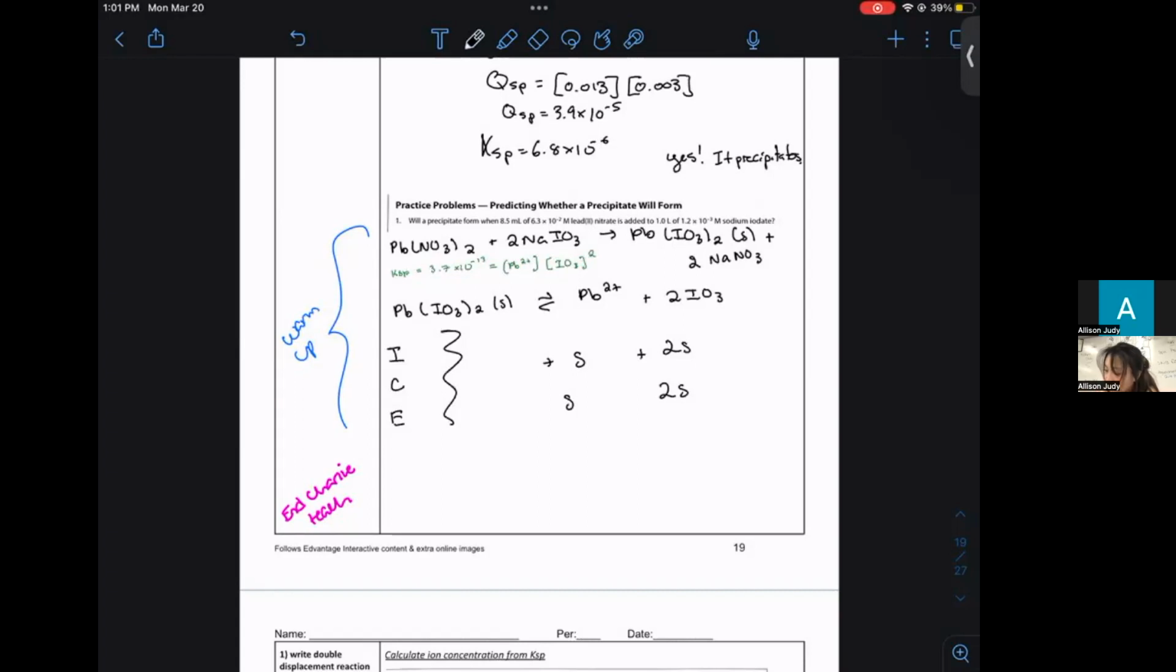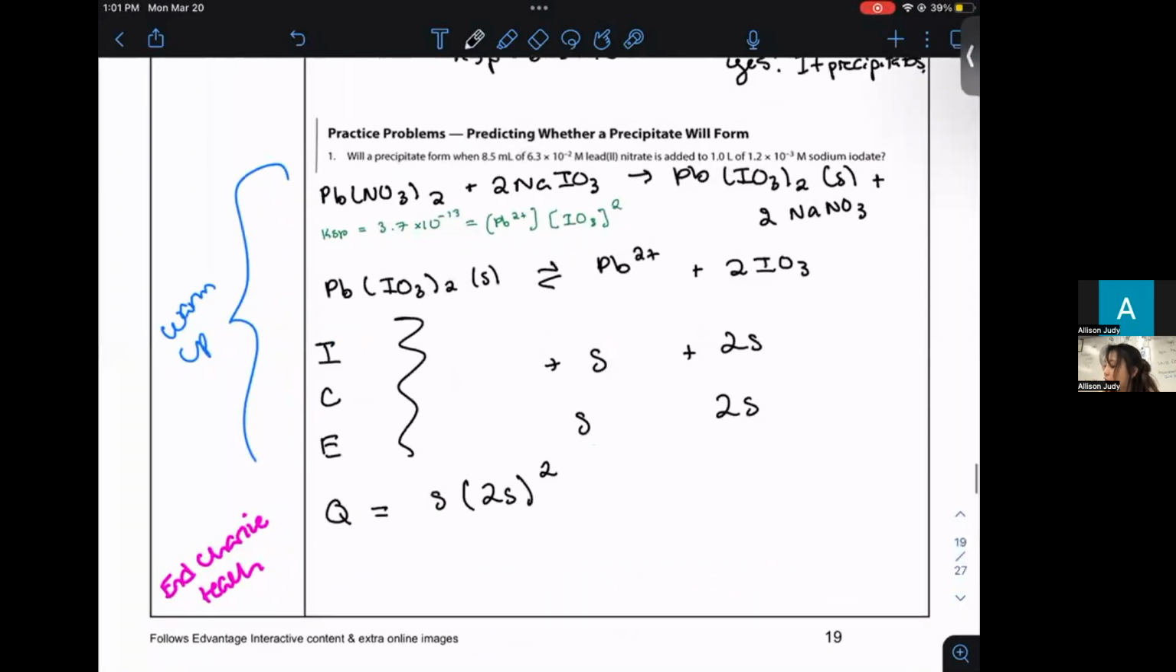And so what you get then is your KSP is going to be, oh, you know what? We don't have K here though. We're not told we're at equilibrium. So what we're told is we're at Q. So our Q expression is going to be S times 2S squared. Okay, because we're not told we're at equilibrium. So we're trying to figure out S times 2S squared, because it's the same setup as your K in terms of concentration. So the concentration of Pb would be S, and the concentration of iodate would be 2S squared.